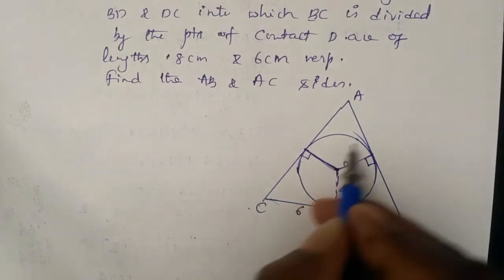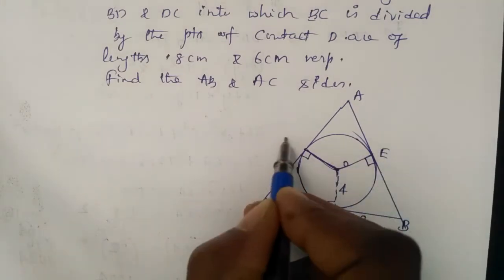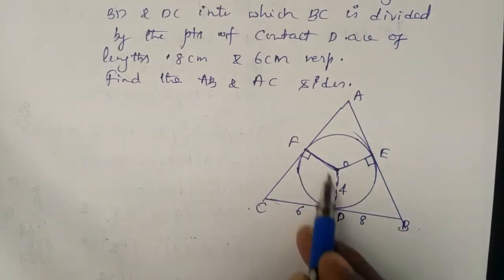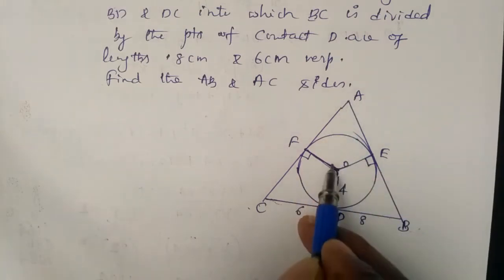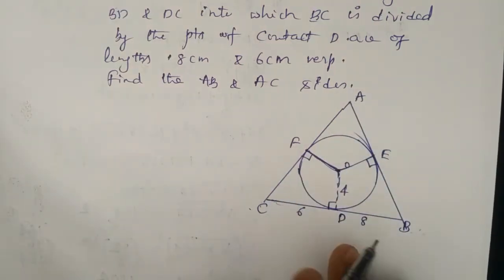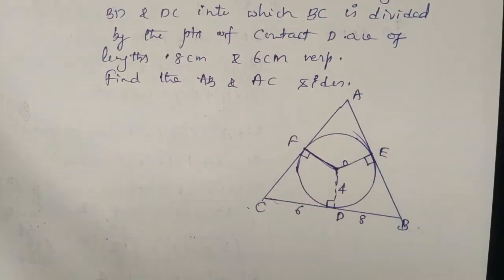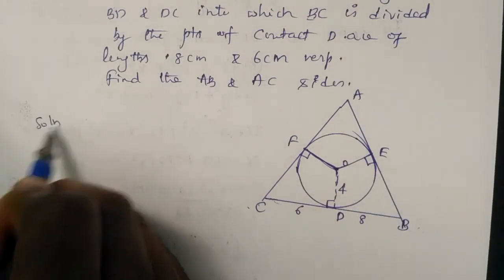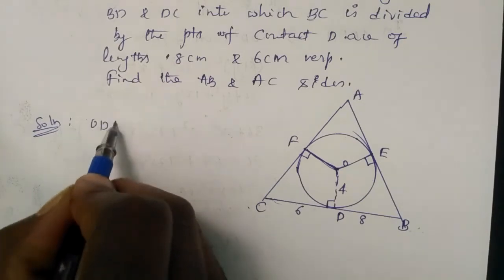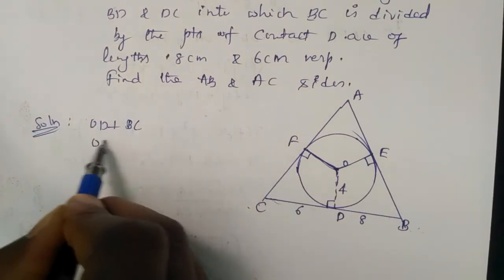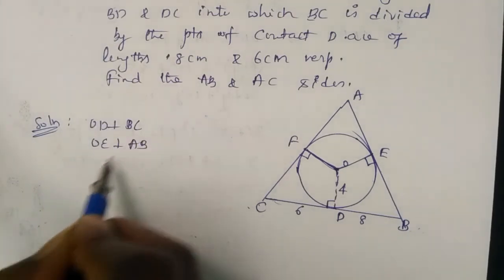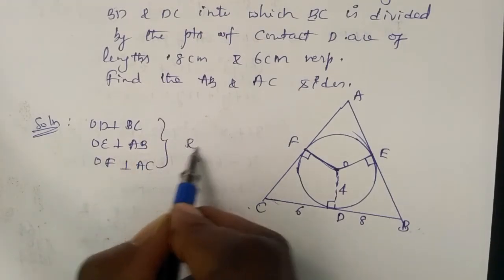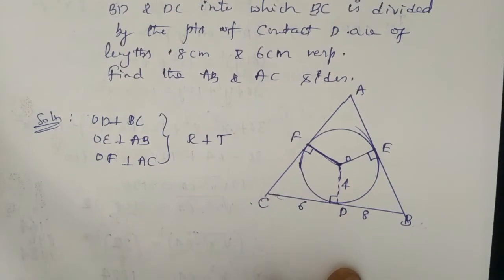So here D is already given, we mark these two points as E and F. So now OE perpendicular to AB, OD perpendicular to BC, and OF perpendicular to AC. There are three right angles from theorem 1. So we mark that here. All are radius perpendicular to tangent theorems.